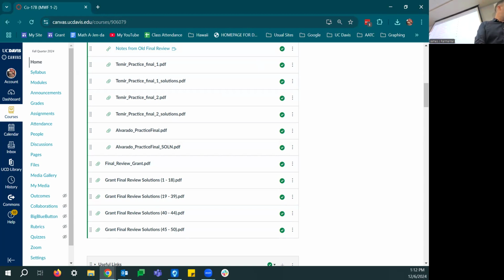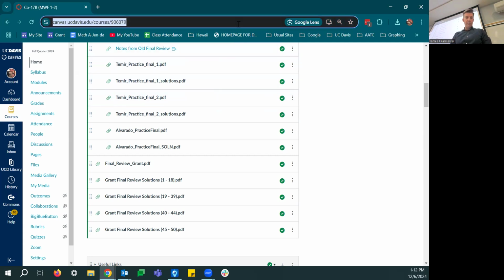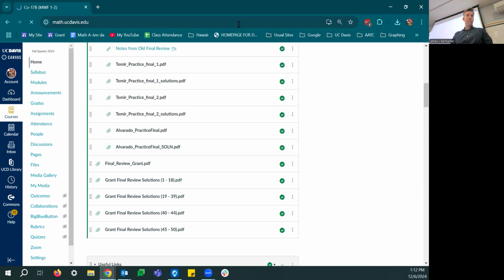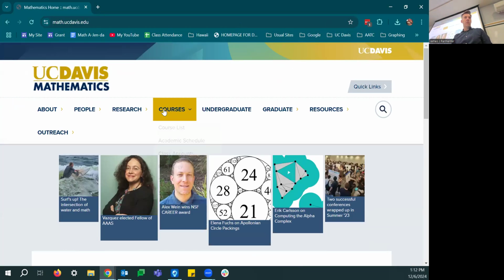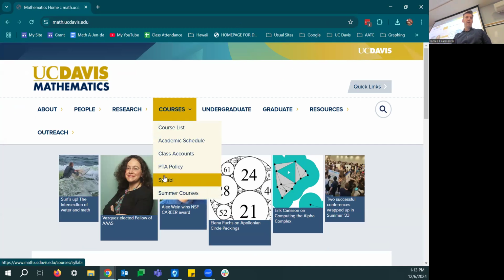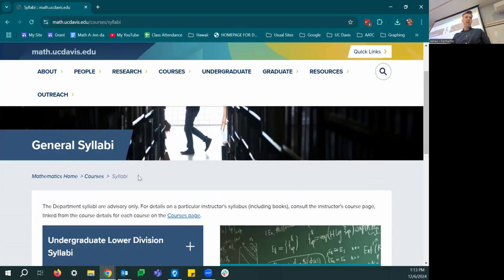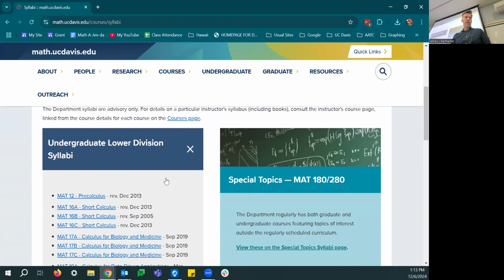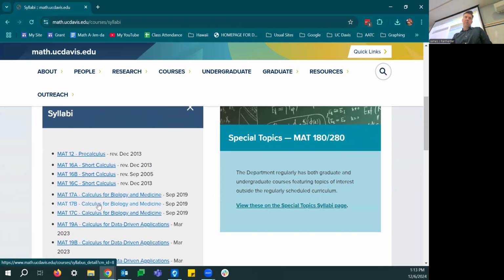This is a great time to look at the syllabus, which is on the math department website. Do you know where you can find the syllabi? If you go to the math department website, go to courses, scroll down to syllabi, and look at undergraduate lower division syllabi, right here you can find the syllabus for Math 17B and all your other classes as well.